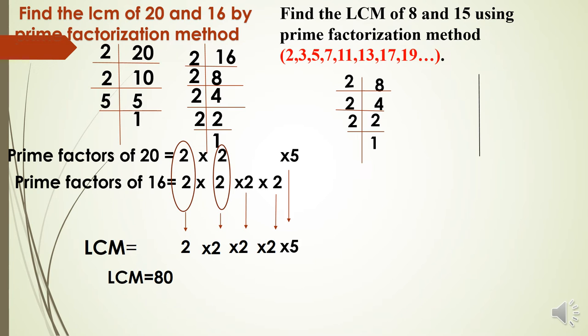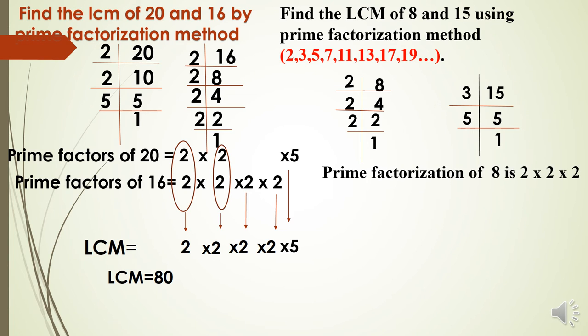15, is it divisible by 2? No, it ends with 5. Therefore, we can divide 15 by 3. 15 divided by 3 is equal to 5. 5 divided by 5 is equal to 1.